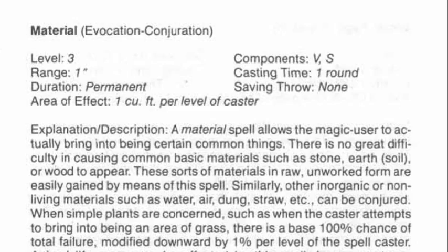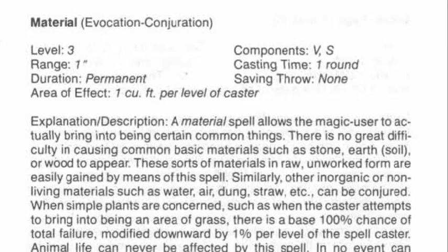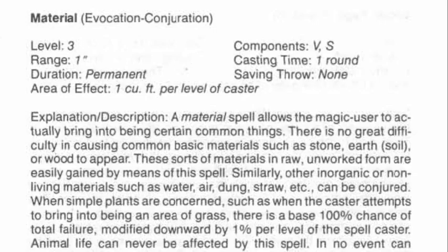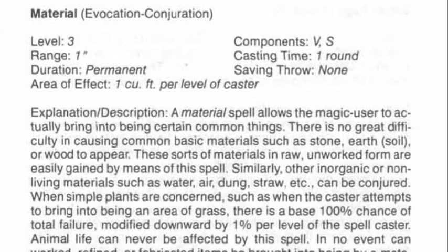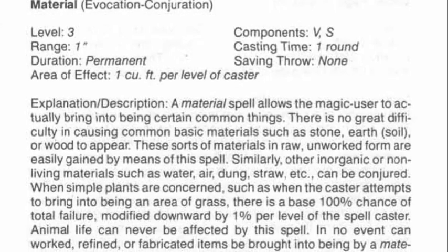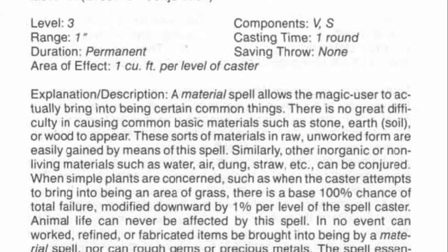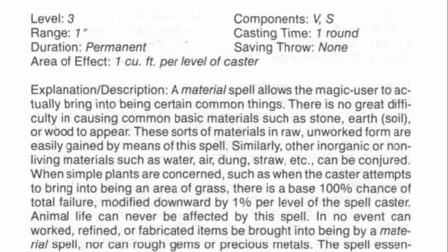Material has a permanent duration and a casting time of 1 round. The area of effect is 1 cubic feet per level of the caster. A material spell allows the magic user to actually bring into being certain common things. There is no great difficulty in causing common basic materials such as stone, earth, soil, or wood to appear. These sorts of materials in raw, unworked form are easily gained by means of this spell. Similarly, other inorganic or non-living materials such as water, air, dung, straw, etc.